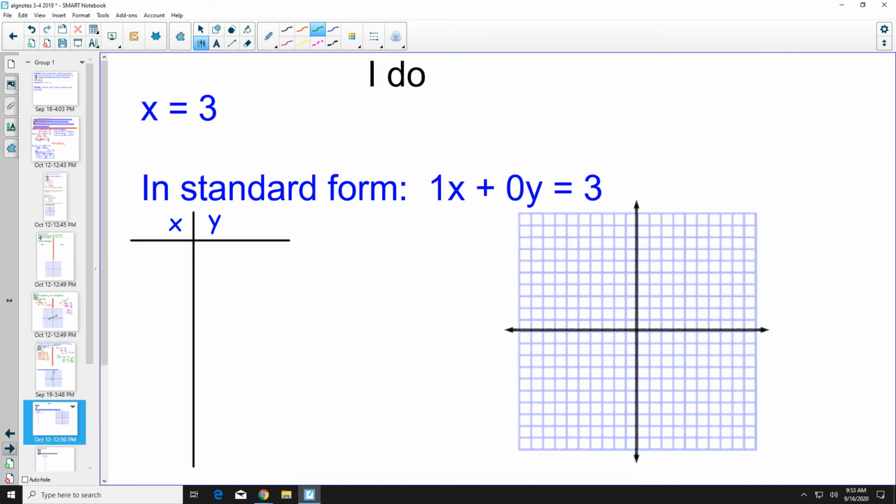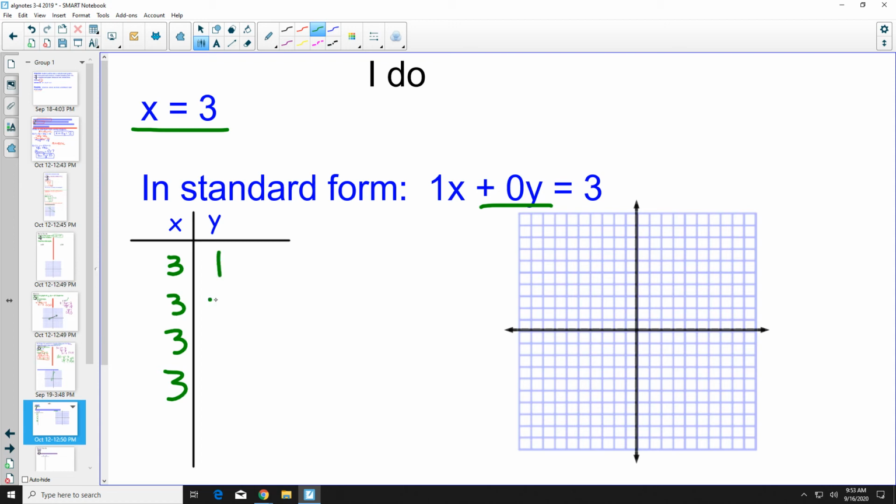Okay. I want you to watch this one, and then I'm going to have you try one. This equation is x equals 3. It really is in standard form because you don't have a y, it's like a 0y. So standard form is 1x plus 0y equals 3. Sometimes students get confused on what this line looks like, and I'll show you the easiest way to graph this. If x equals 3, all of your x values are 3. Every time, x is always 3.